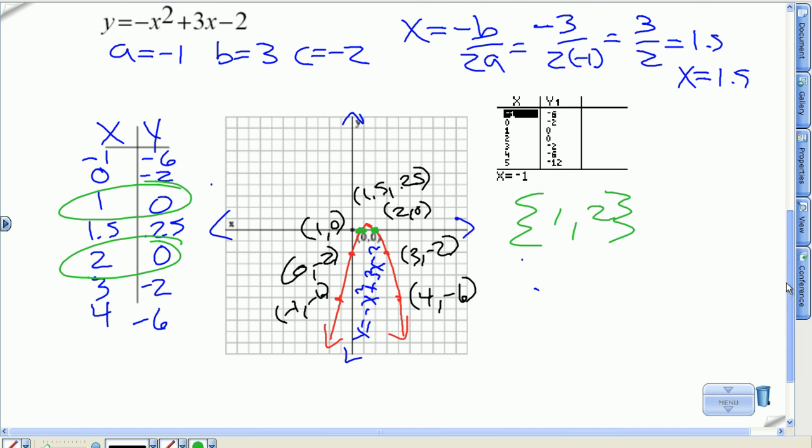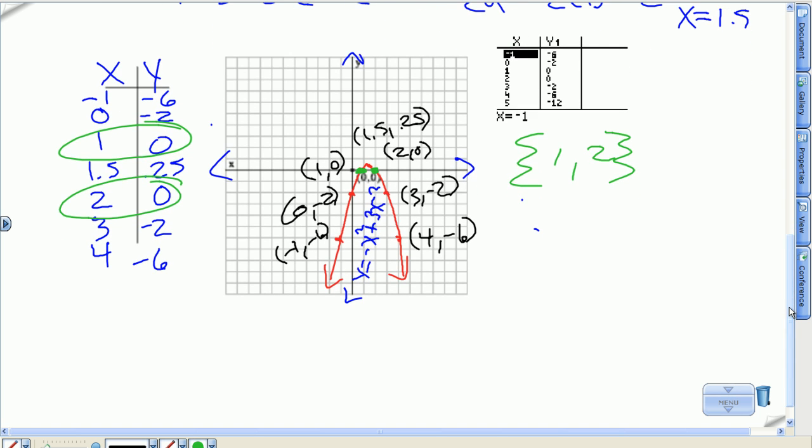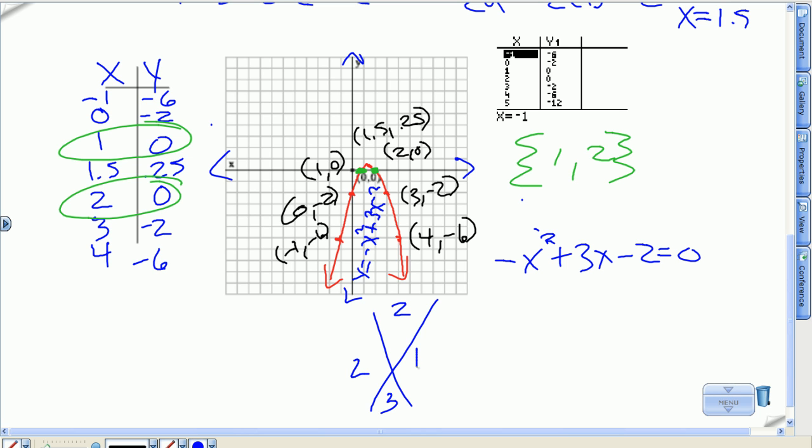So -x squared plus 3x minus 2. I'm going to copy it down here. -x squared plus 3x minus 2 is equal to 0. We'll make our puzzle. AC is going to be positive 2, B is 3. 2 and 1 are factors that multiply to be 2, add to be 3. So -x squared plus 2x plus x, or 1x I guess, minus 2.